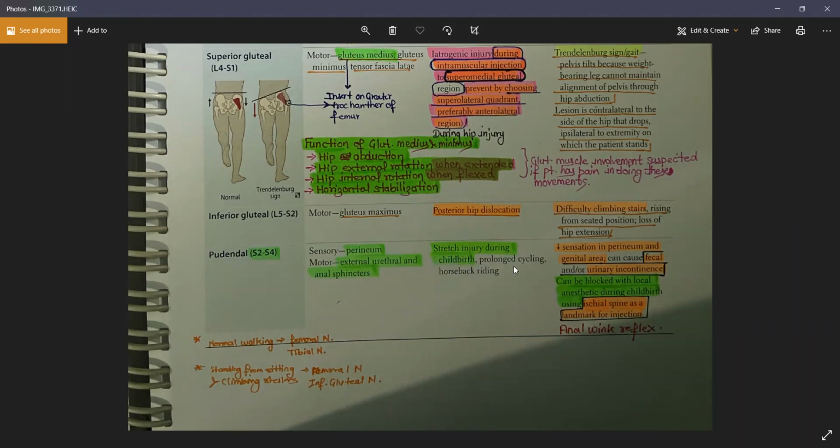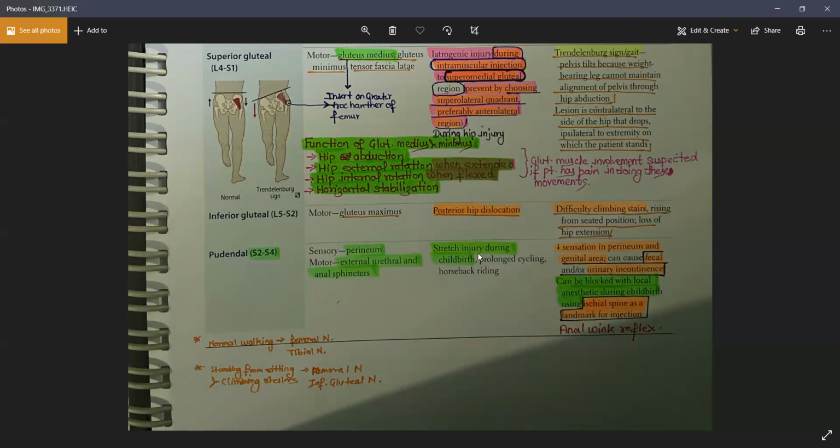Prolonged cycling and horseback riding can also damage the pudendal nerve. In that case, the sensory innervation from the perineum will be lost, and also in the genital areas. And because the sphincter tone is now lost because of the loss of this nerve, what you can get is fecal incontinence or urinary incontinence, because of the loss of sphincter function.